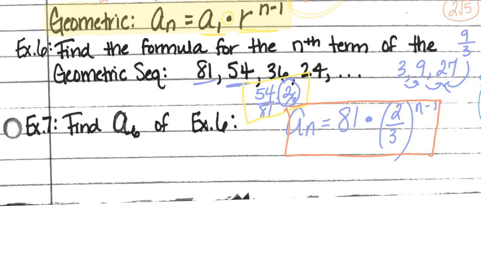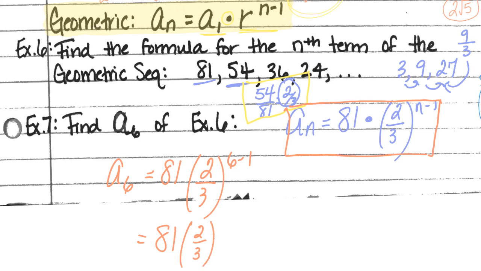So now we have to go ahead and find a sub 6. A sub 6 is equal to 81 times 2 divided by 3 to the 6 minus 1. Now, you are a smart person. I know you probably are just going to throw this in your calculator, as am I, but I know that 6 minus 1 is 5, so 2/3 to the 5th power. Remember, you could put it in your calculator as you see it, using the parentheses just as you see them. So I would do that. But when you do, you find the answer is 32 divided by 3.